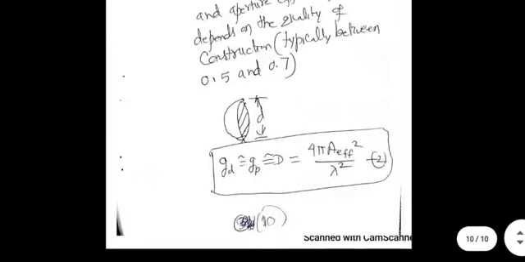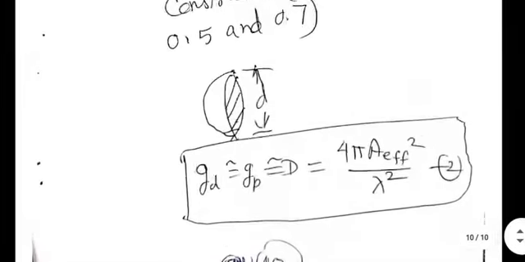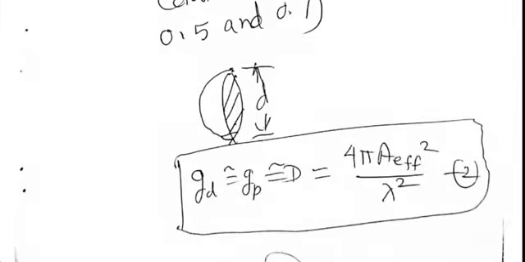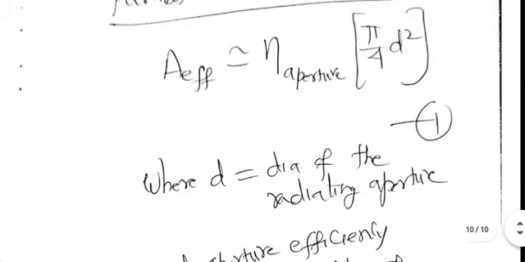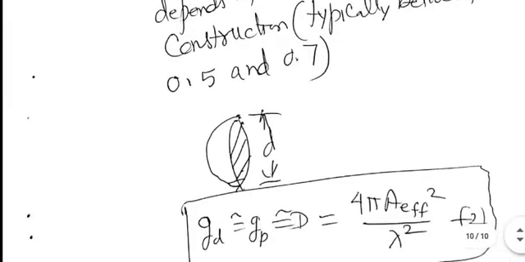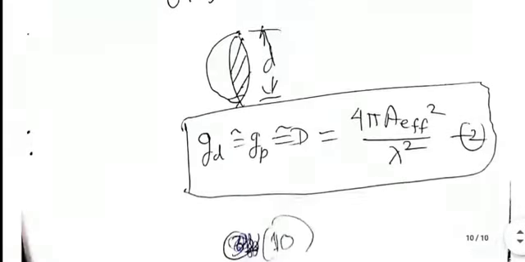Okay, this is how the parabolic dish looks. You are assuming an imaginary circle which represents the cross section of the construction. The diameter is small d. The effective aperture is written as eta aperture, which will be given to you, multiplied by the physical aperture, which is pi by 4 d square. And then you calculate the directivity by using the well-known formula, 4 pi A effective divided by lambda square.